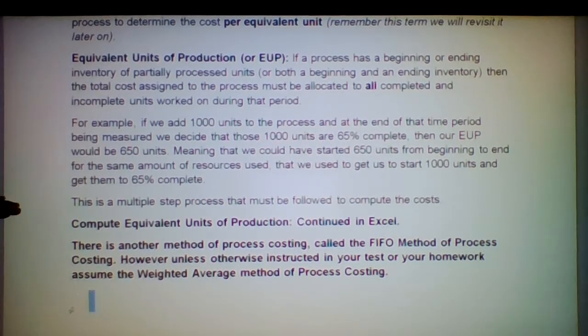All right, so it's a multi-step process for determining what the equivalent units of production are and then assigning costs to them. We're going to kind of walk through it real quick. Quick caveat, there is another method of process costing called the FIFO method of process costing. However, unless otherwise instructed in your test or on your homework, assume the weighted average method of process costing.